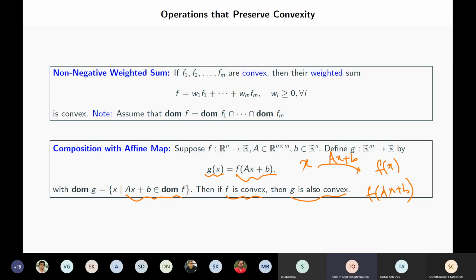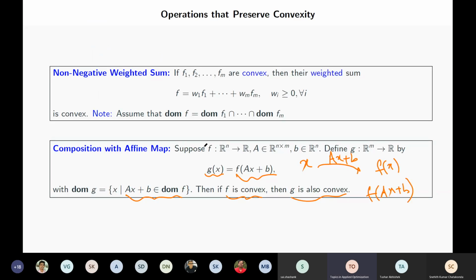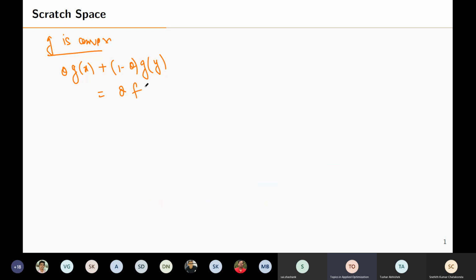So we need to prove that g is convex. To prove g is convex, we have to take, let us say, theta g of x plus 1 minus theta g of y. So this is how much? Theta g of x is theta of f of Ax plus b, right? So this is theta of f of Ax plus b plus 1 minus theta of f of Ay plus b.